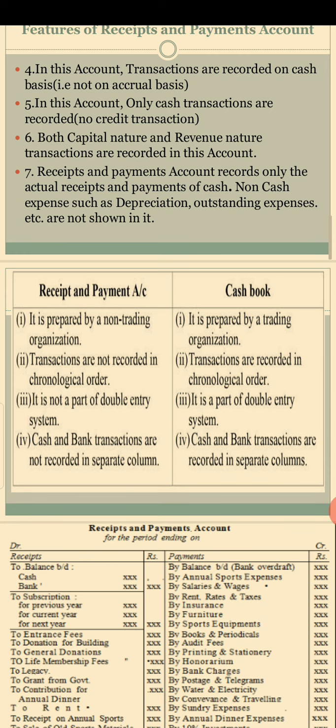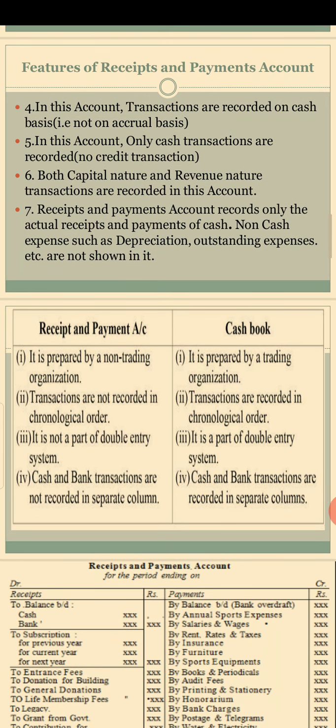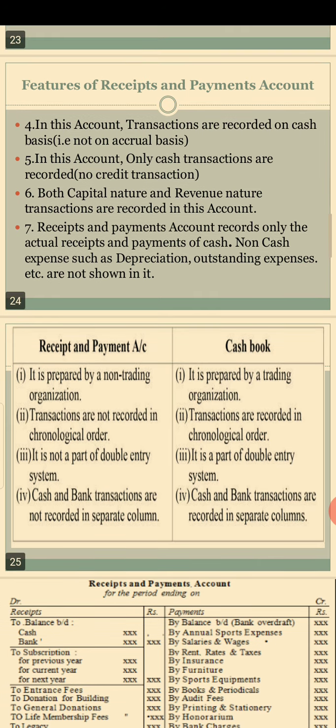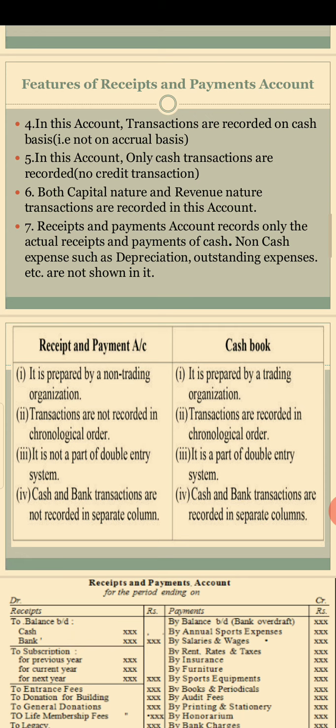Okay, next point number 7, receipt and payment account record only actual receipt and payment of cash. Non-cash expenses such as depreciation, means reduction in the value of fixed assets, outstanding expenses, expenses already occurred and paid in later period, etc. That is known as non-cash expenses, which are not treated, not comes under receipt and payment accounts.